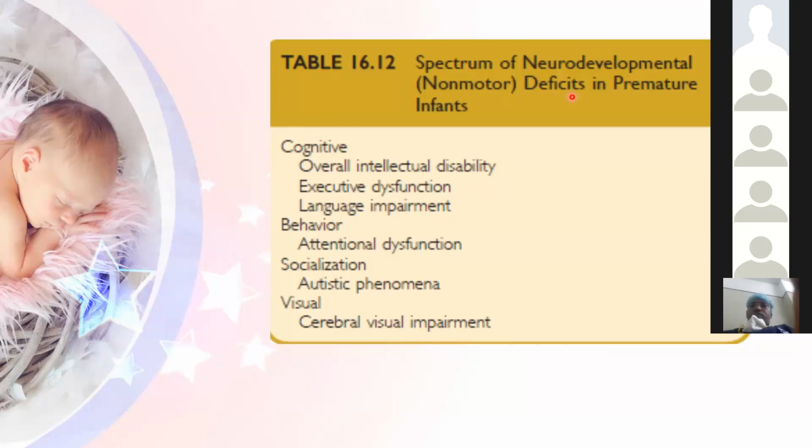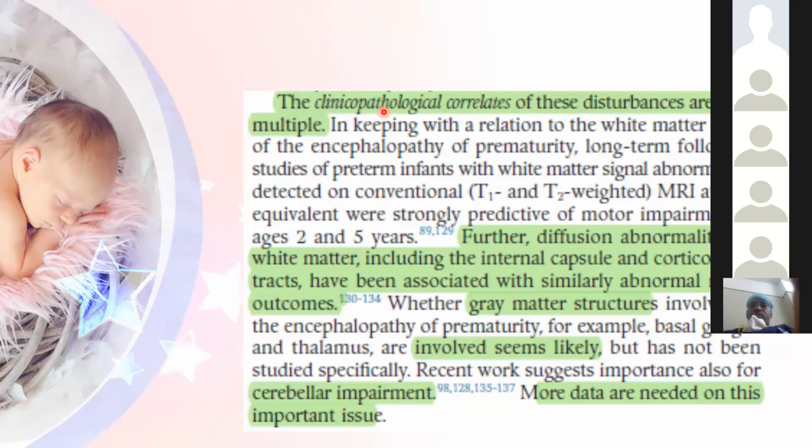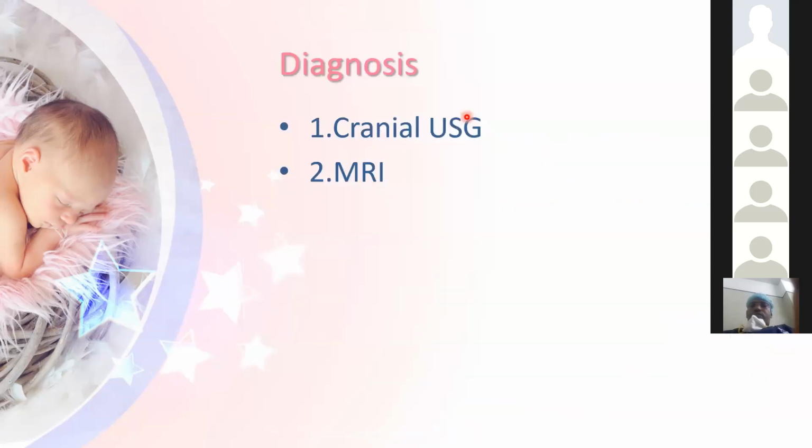Example of non-motor deficits in premature infants. Some of the cognitive deficits, behavioral deficits, we already spoke about the cerebral visual impairment. These are the non-motor deficits which can develop in these infants. This picture is from Volpe. Again, the clinicopathological correlations of these disturbances are multiple. The final inference is that more data are needed to find clinicopathological correlation in these lesions. How do you diagnose PVL?